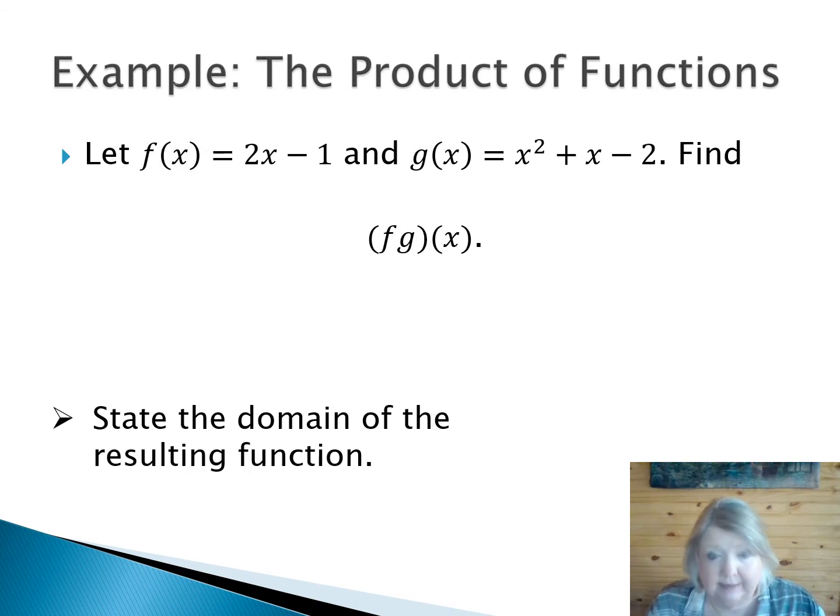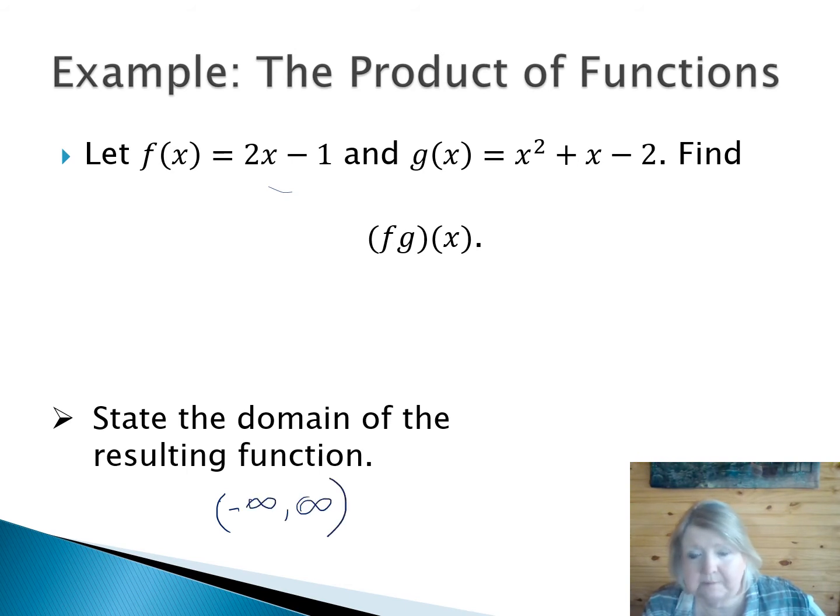Okay, so let's let f be 2x minus 1 and g of x be defined by x squared plus x minus 2, and find the product. I'm going to look at the domain first because I can. I know that this is a polynomial function, therefore all real numbers is my domain. This also is a polynomial function, so all real numbers is my domain. So the intersection of those two domains is going to be all real numbers.